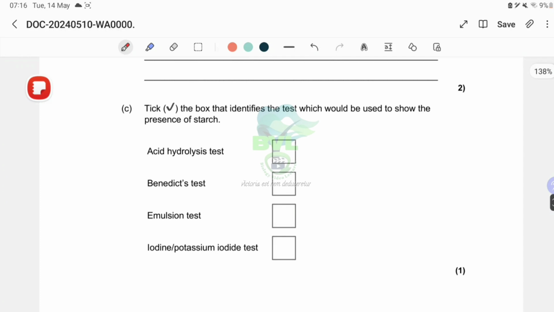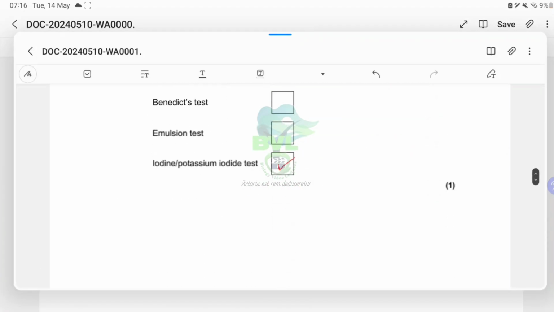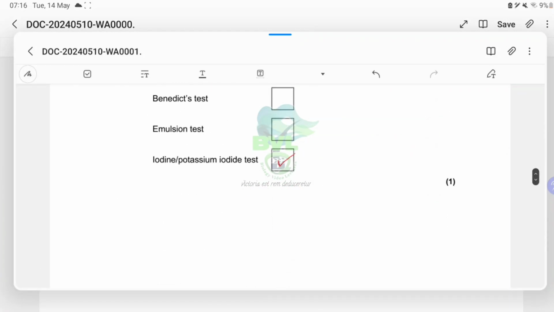Tick the box that identifies the test which would be used to show the presence of starch. Obviously, that would be the iodine test, or potassium iodide test. Either way.